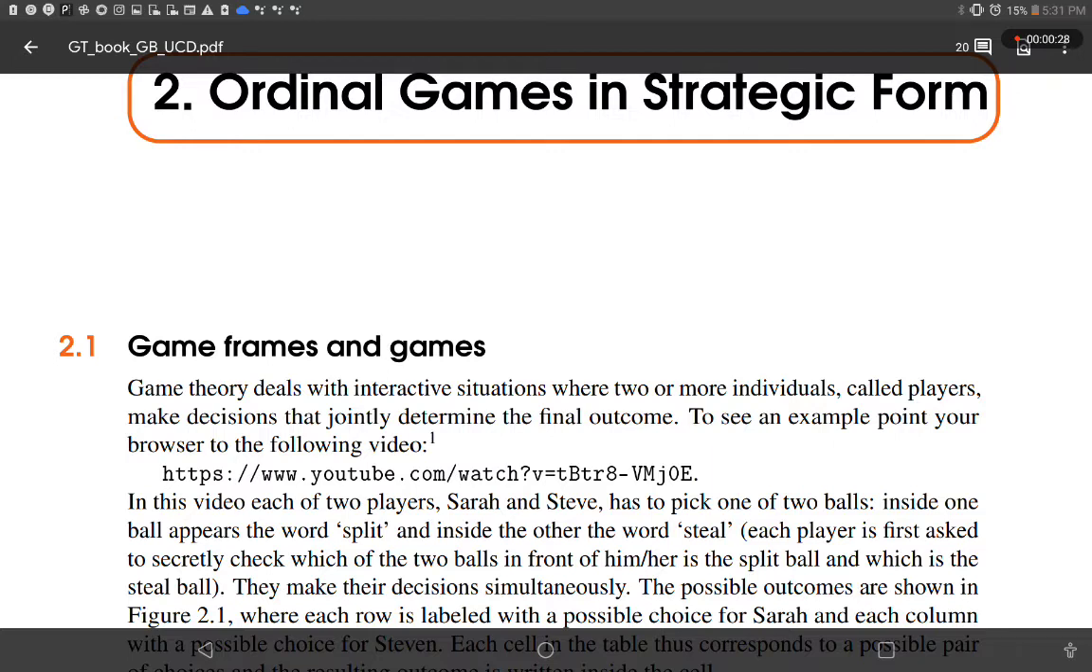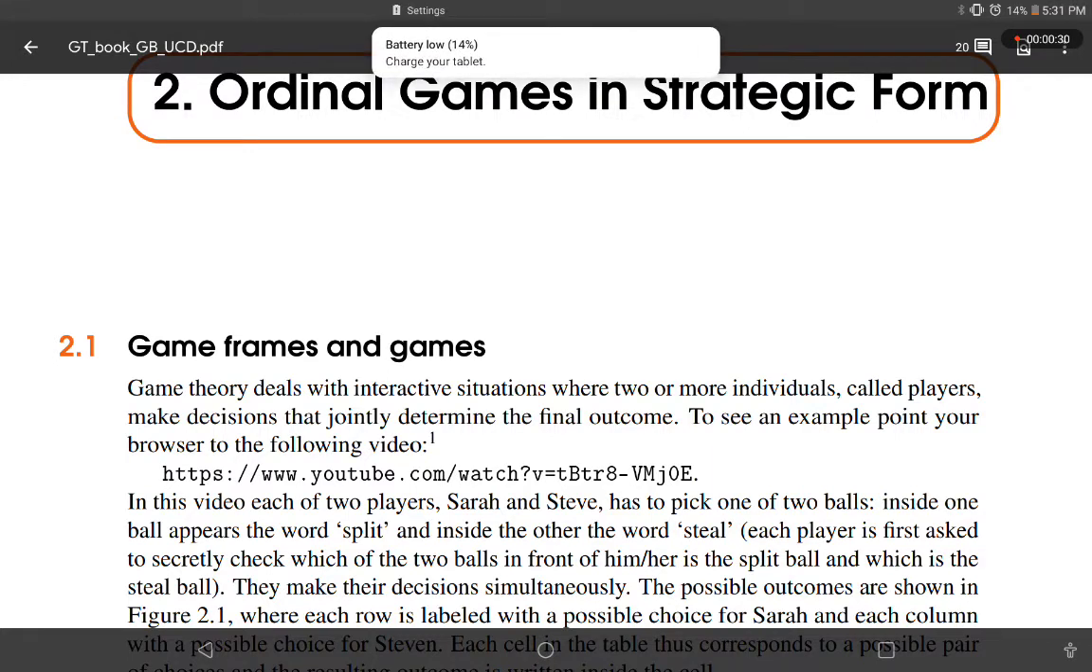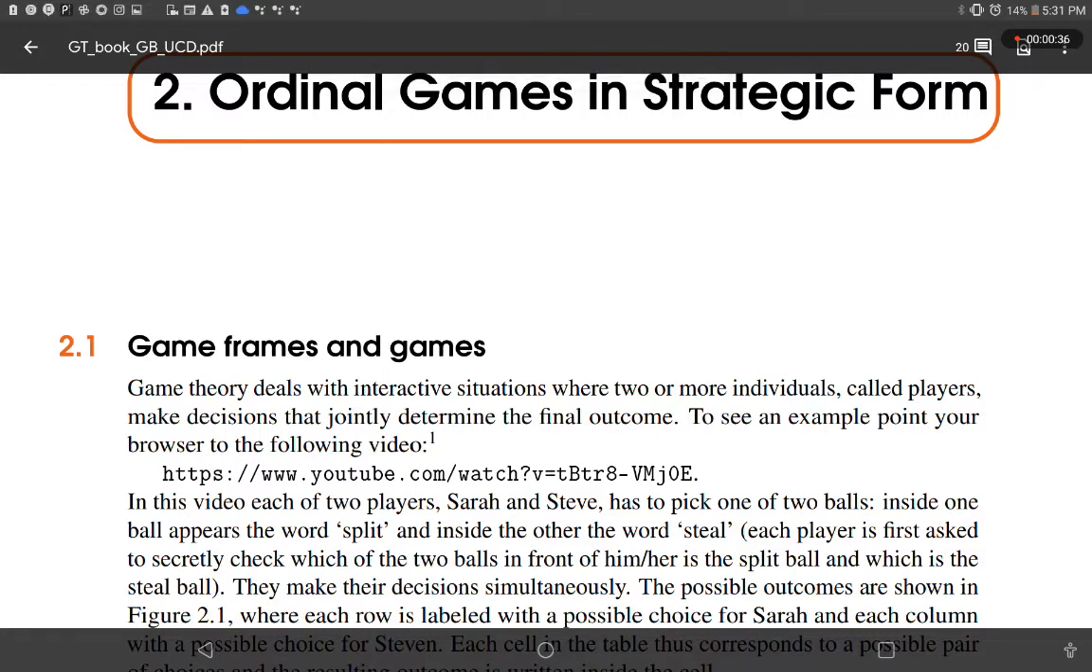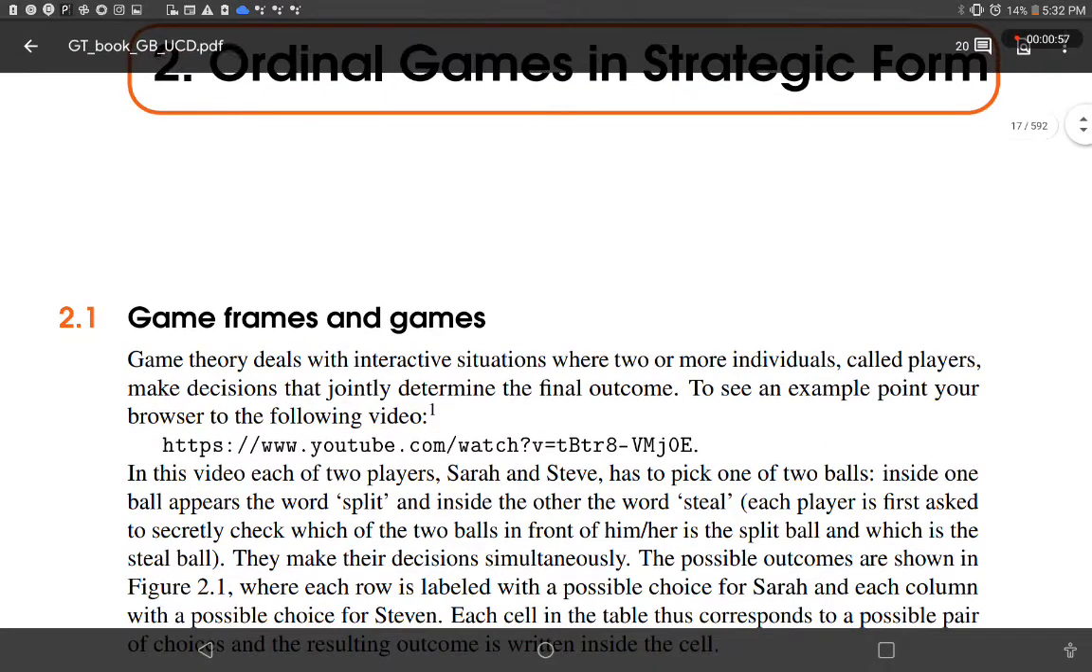To see an example, point your browser to the following video at YouTube. In this video, each of the two players, Sarah and Steve, has to pick one of two balls. Inside one ball appears the word split, and inside the other, the word steal. Each player is first asked to secretly check which of the two balls in front of her or him is the split ball and which is the steal ball. They make their decisions simultaneously.